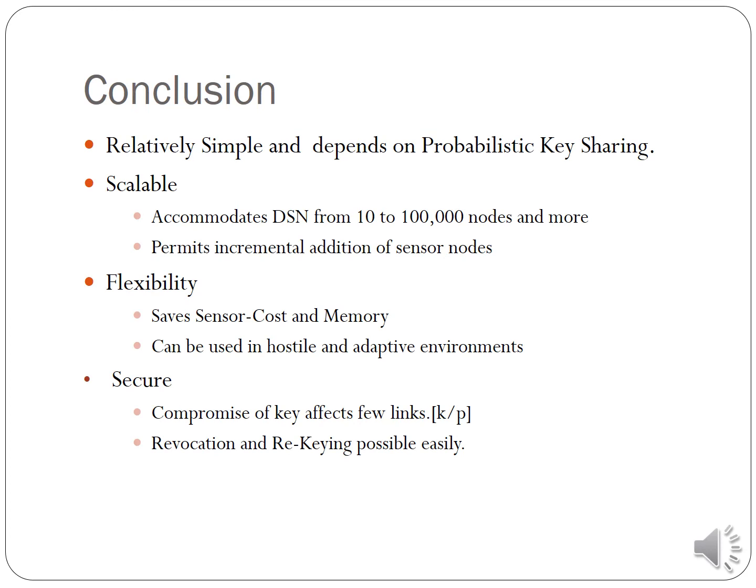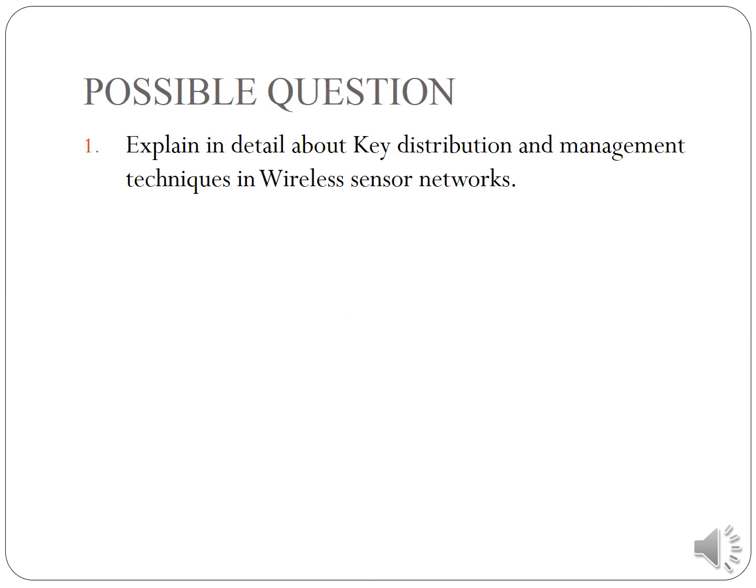Probabilistic key sharing is scalable. It accommodates 10 to 1 lakh nodes or more and permits incremental addition of sensor nodes. Flexibility: it saves sensor cost and memory, and can be used in hostile and adaptive environments. Secure: compromise of a key affects few links. Revocation and rekeying. Example: you have to explain in detail key distribution management techniques in wireless sensor networks.